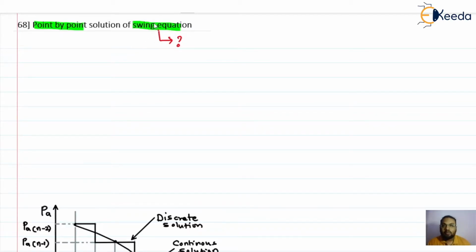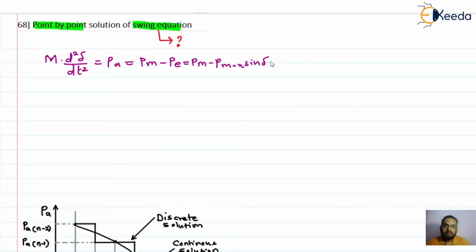Before this, the swing equation that we obtained in our previous discussions was M into d square delta by dt square is equal to the accelerating power, which is nothing but mechanical power minus electrical power. Furthermore we can write it as Pm minus Pe. In place of this Pe I can write Pmax sine delta. So you see here, M into d square delta by dt square is equal to Pa.